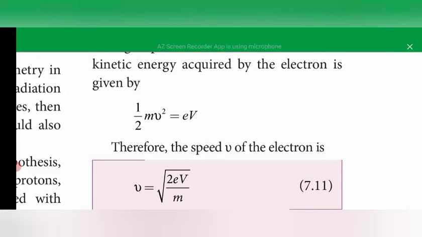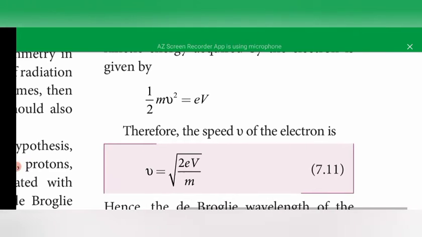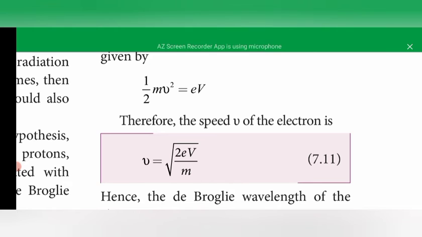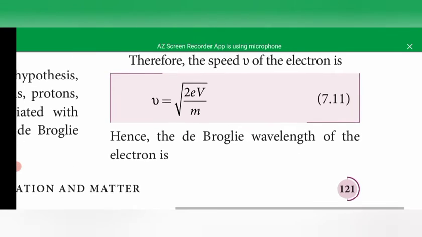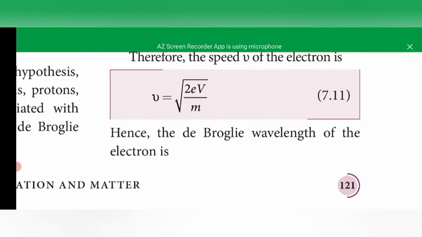Therefore you have to find the v value here. The speed v of the electron is given by v square is equal to 2eV by m. So v is equal to root of 2eV by m. Hence this is the velocity used in the de Broglie wavelength of the electron.